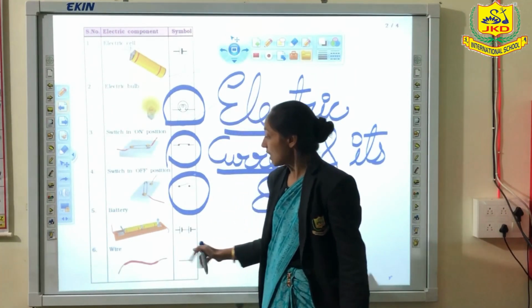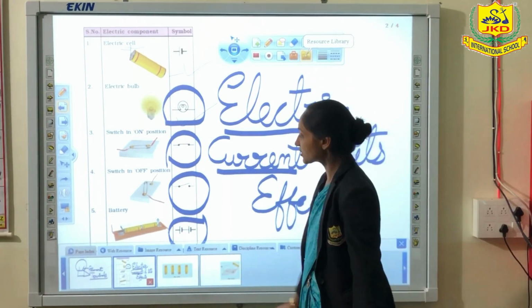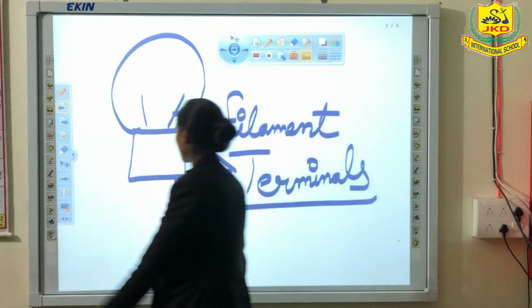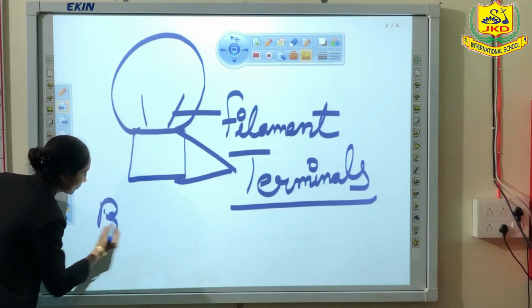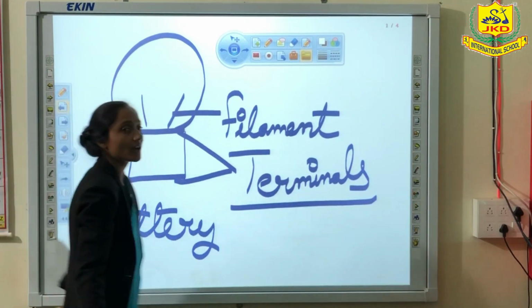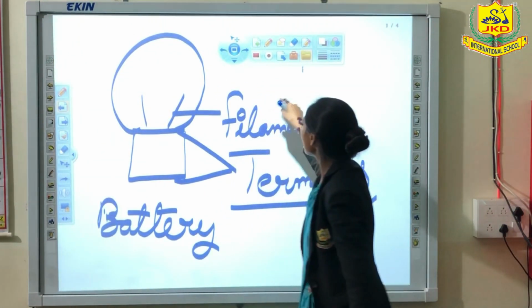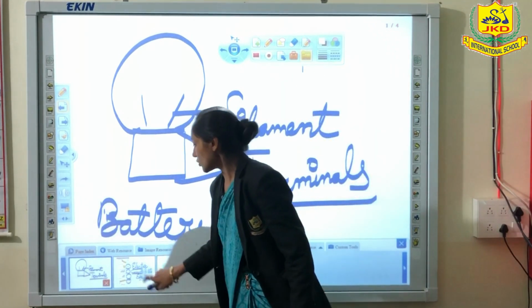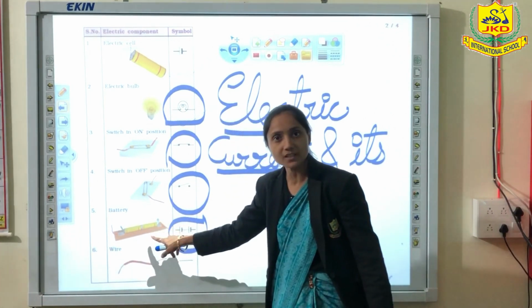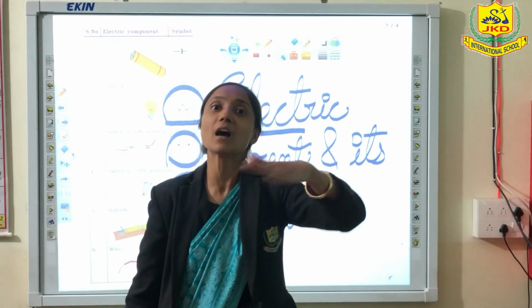Next is the battery. So what is a battery? Battery is nothing but a combination of cells. Battery is also called a combination of cells, meaning 2 or 3 cells you are combining together is your battery. In the figure you can see the battery. How many cells are present? 2 cells are present. Like this we can join 2 cells, 3 cells, 4 cells as per our requirement.